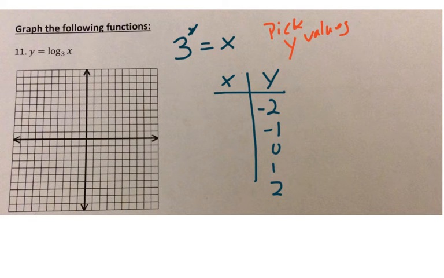So, when I plug in these y values, the x value becomes 3 to the -2, which is 1/9. 3 to the -1, which is 1/3. 3 to the 0, which is 1. 3 to the first is 3. And 3 squared is 9. So I'm going to plot these points. Again, this one is too small for me to graph. I could make a point over there, but if you don't, that's not a big deal.